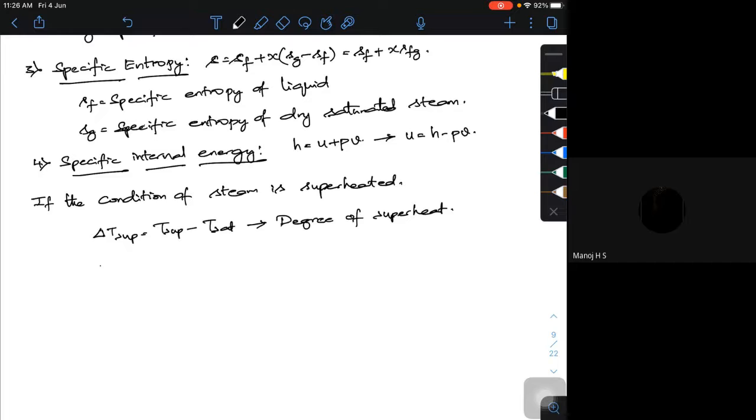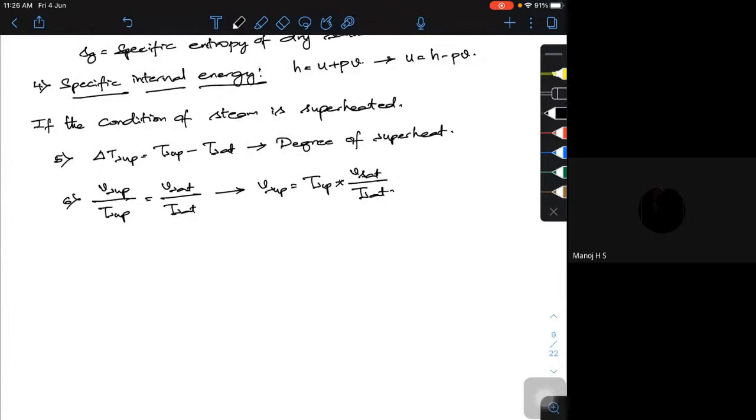And suppose I want to calculate V sup. Because the pressure is constant, V sup by T sup is equal to V saturation by T saturation. So I can directly use V sup is equal to T sup into V sat by T saturation. In some cases I can use this formula to calculate it.